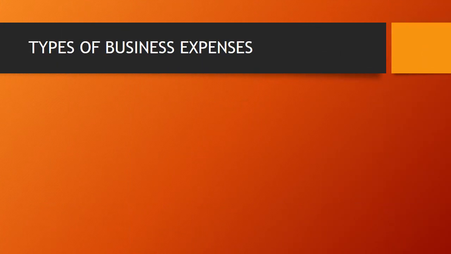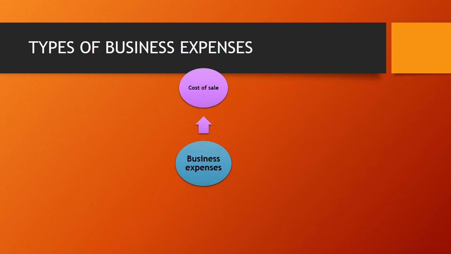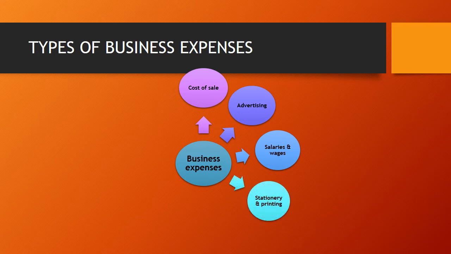And so when we come to business expenses, there are many types of business expenses. Some of them are cost of sales. Cost of sales is the cost of goods that are sold. Second, advertising. Advertising is the cost of promoting. Thirdly, salaries and wages. Salaries and wages is the cost of employing people. Fourthly, stationery and printing. This is the cost of administration. Fifthly, service material. This is the cost of the material.